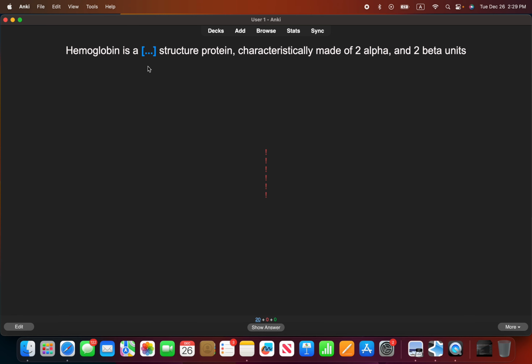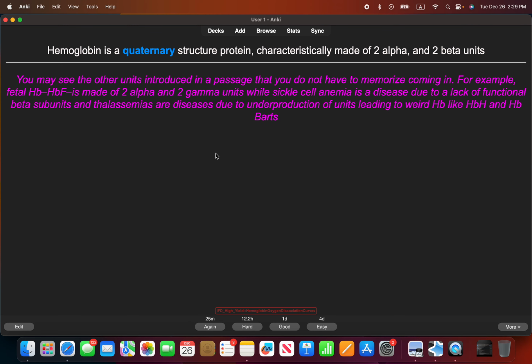So hemoglobin is a blank structure protein characteristically made of 2 alpha and 2 beta subunits. So it's a, what kind of structure protein? It's a globular quaternary structure protein. We got it wrong, so we definitely are going for it again.